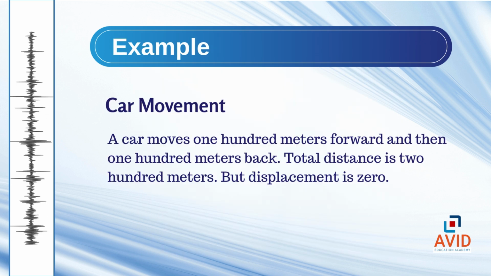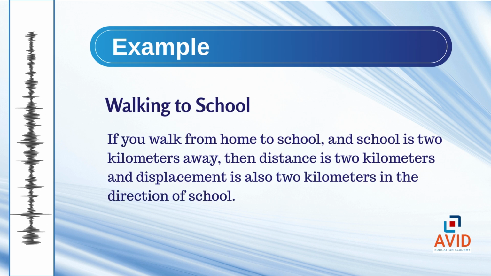A car moves 100 meters forward and then 100 meters back. Total distance is 200 meters. But displacement is 0 since the car is back at the starting point. If you walk from home to school and school is 2 kilometers away, then distance is 2 kilometers and displacement is also 2 kilometers in the direction of school.